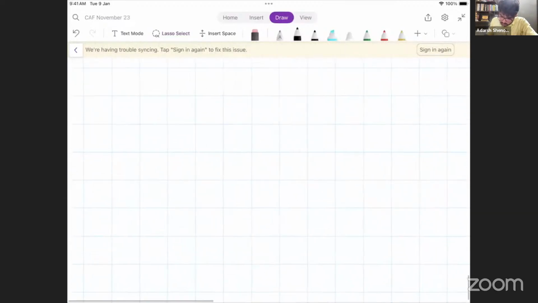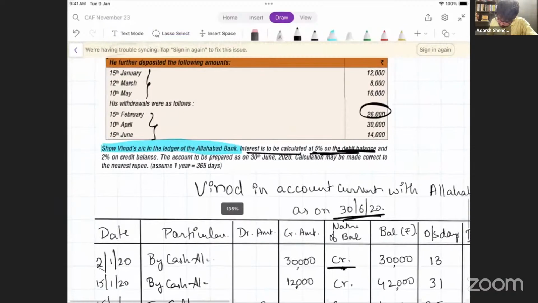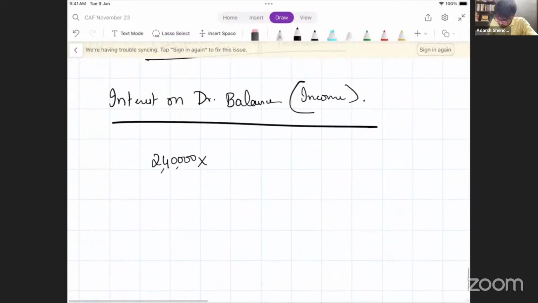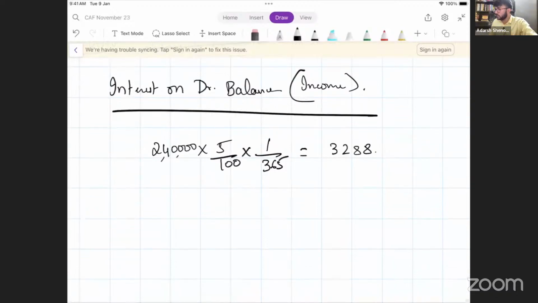So calculate the interest income only on the debit product. What is the total of the debit product? 2,40,000. The formula is simple, product method. So 2,40,000 into what is the interest rate? 5%. 5 by 100 into 1 divided by 365, product method. So for 1 day, 2,40,000 into 5% divided by 365, 32.88. That's right, no? So don't round it off now. Keep it. The final answer can be rounded off, not now.